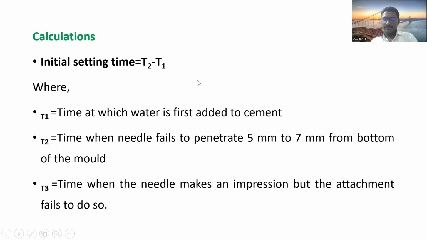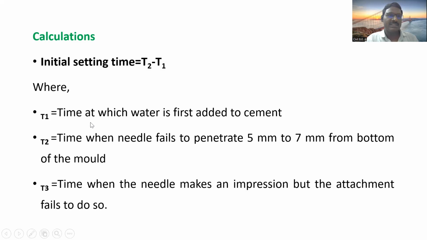Now, how can we calculate the setting time? The initial setting time we can calculate as T2 minus T1. T1 is whatever time is required, 3 to 5 minutes, for making the cement paste, and T2 is nothing but the penetration of the needle, 5 mm from the bottom, which will be measured as the T2 time. So T2 minus T1 gives us the initial setting time.